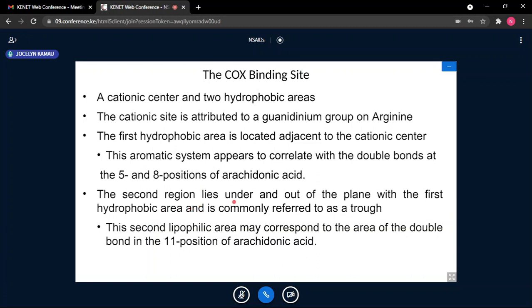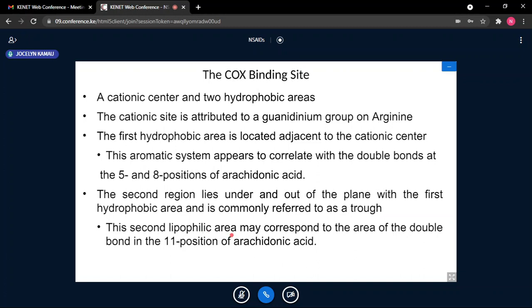And this is necessary because in the COX enzyme itself, the second hydrophobic area and the first hydrophobic area are not in a plane. So if these drugs are going to bind these two areas, they must also not be in a plane. So this point is very important. The second region lies under and out of the plane with the first hydrophobic area and is commonly referred to as a trough.